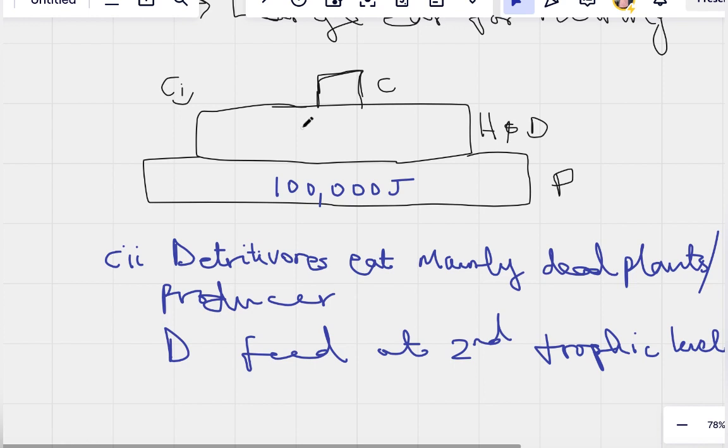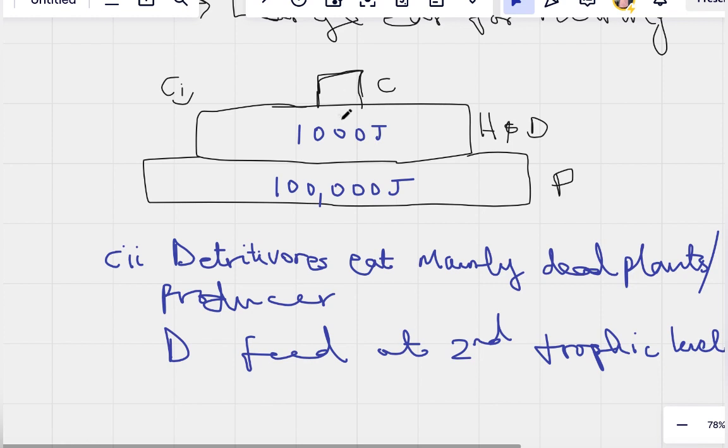Yeah, 20,000 is 20%. So 10% will be 1,000. So the next energy level will just be 1,000. Then we're explaining the reason why usually we don't have more than 4 or 5 trophic levels in a pyramid of biomass.